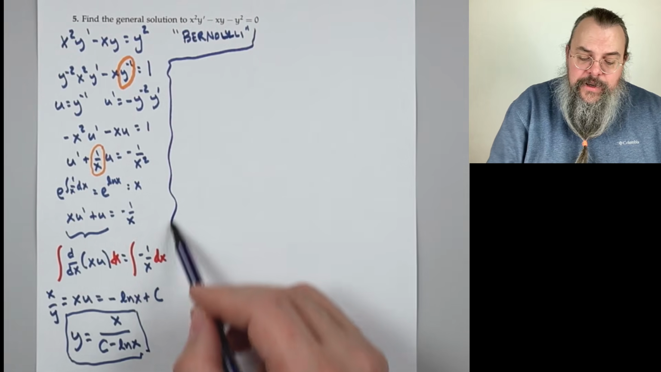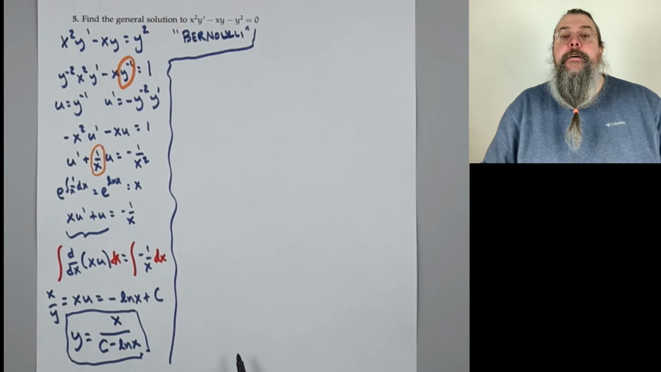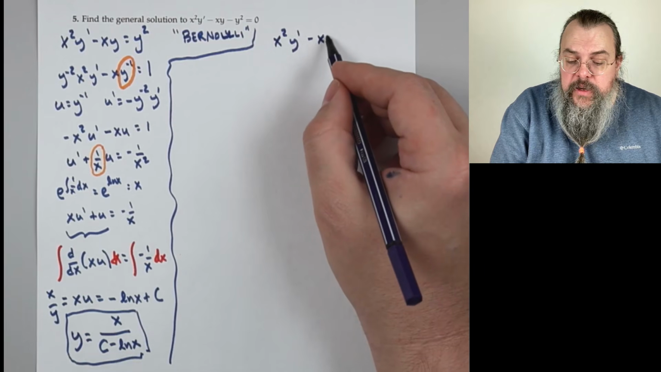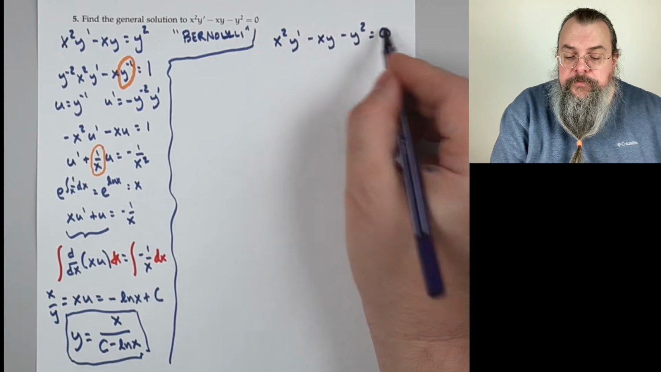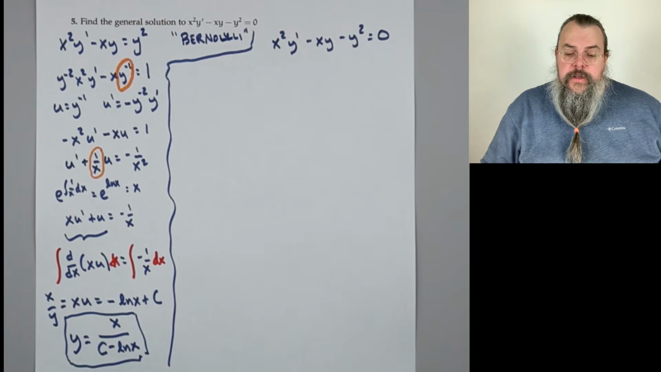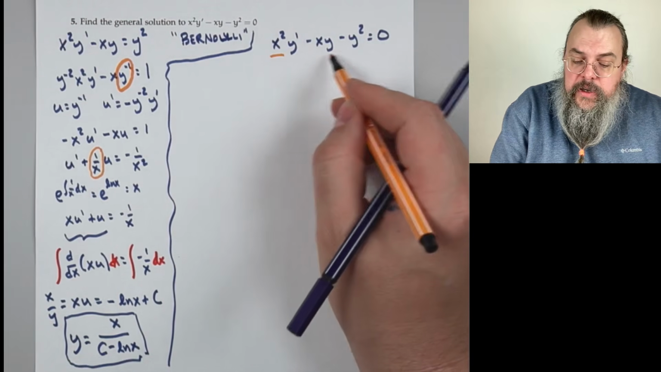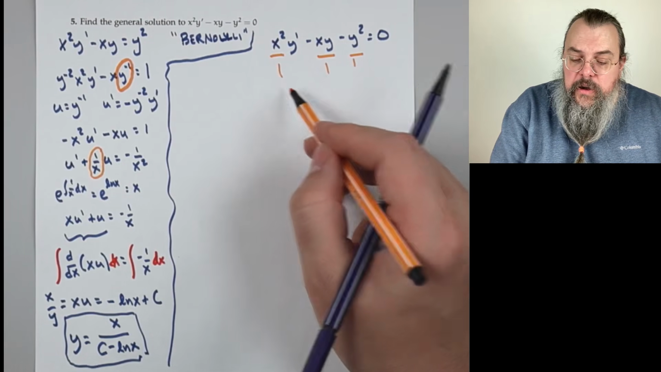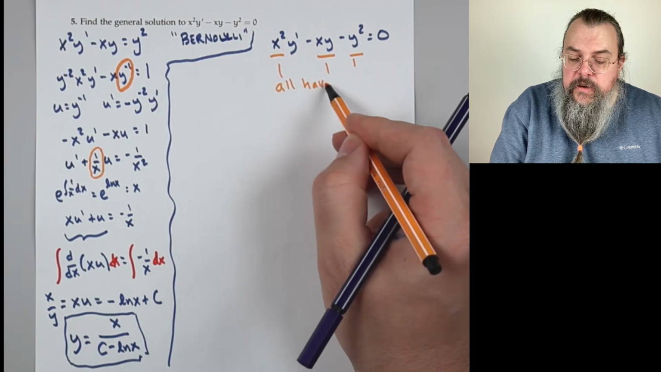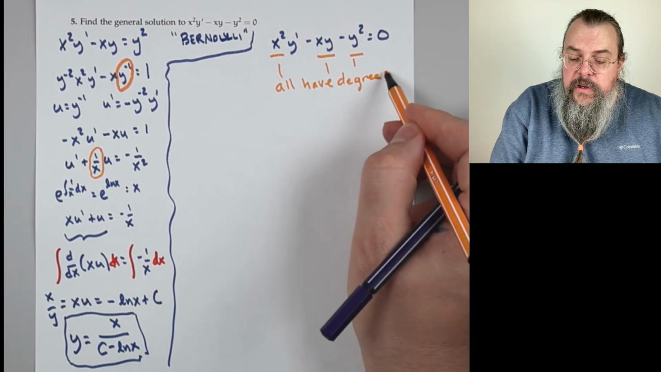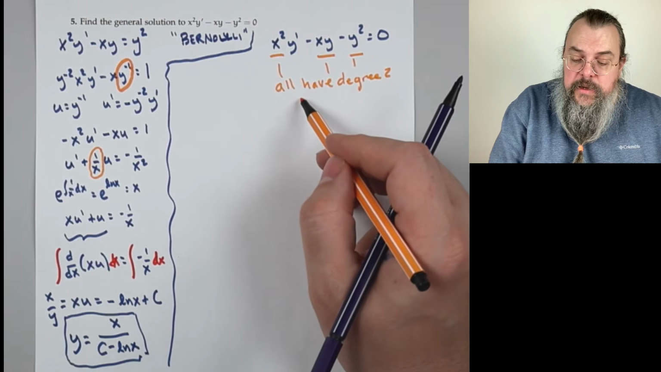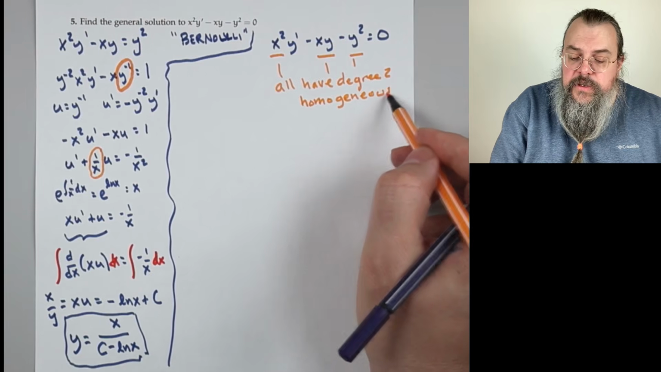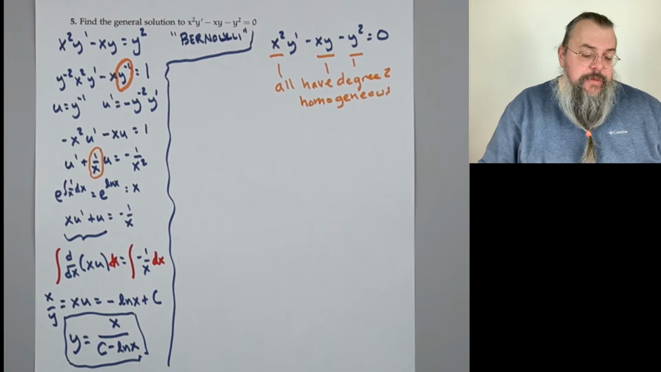Okay, so what's the other way? Well, the other way is to say the following. You look at this and you say, what are our pieces? Well, we have an x squared, an xy, and a y squared. And these pieces all have degree 2. You might say, okay, well, why is that important? Well, the same degree means that they're homogeneous. It's a homogeneous differential equation. Okay, well, what does that mean?